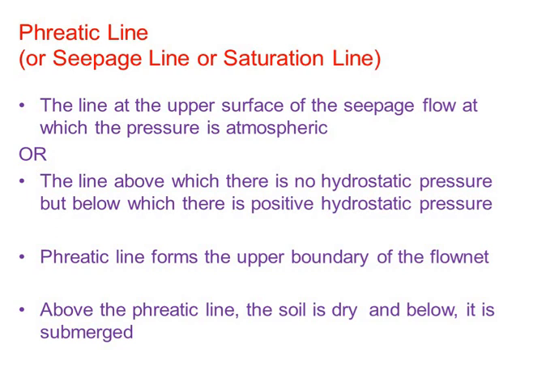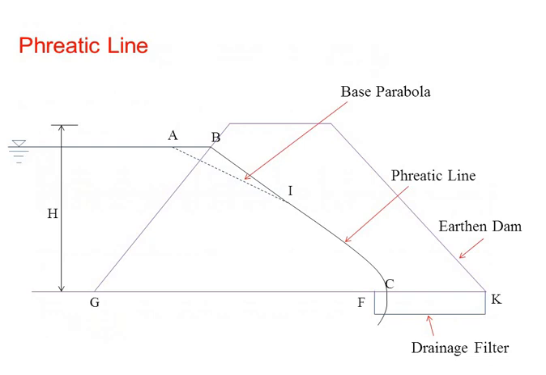The phreatic line forms the upper boundary of the flow net. The flow net is constructed of streamlines and equipotential lines. Above the phreatic line, the soil is dry and below it is submerged. The diagram shows an earthen dam of height h. A drainage filter is provided there.